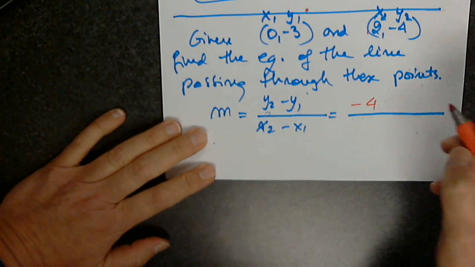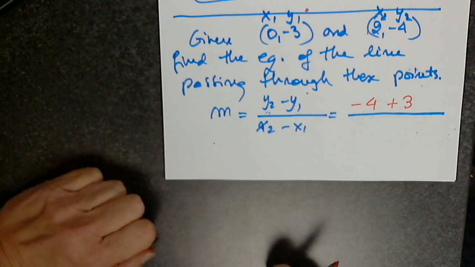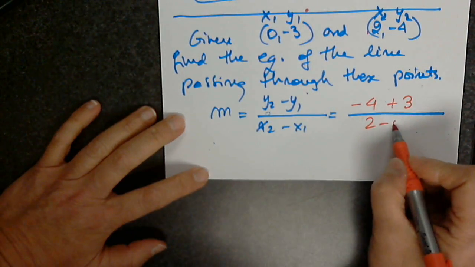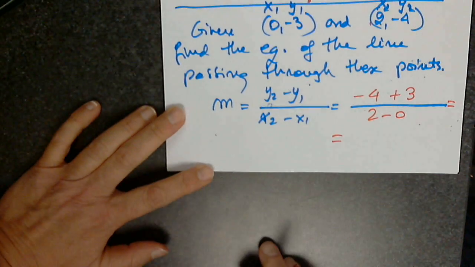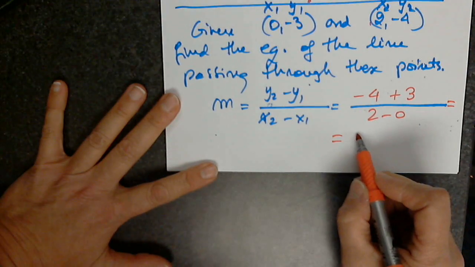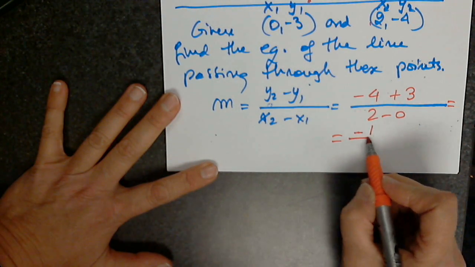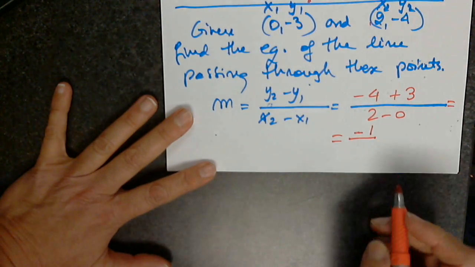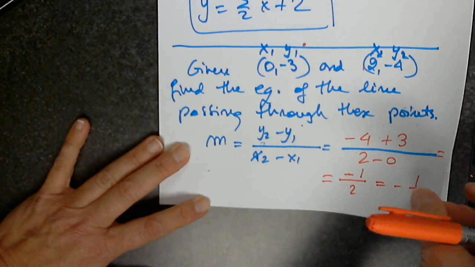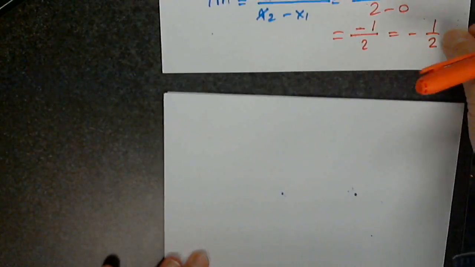-4 minus -3, which is +3. Very good. Over 2 minus 0. The numerator will be -1. The denominator will be 2. So this is -1/2. So I determine the slope.